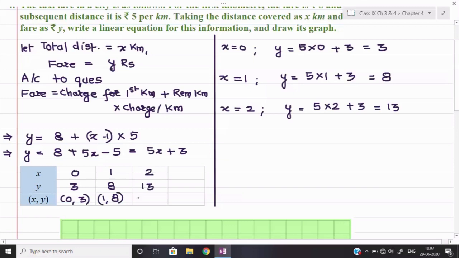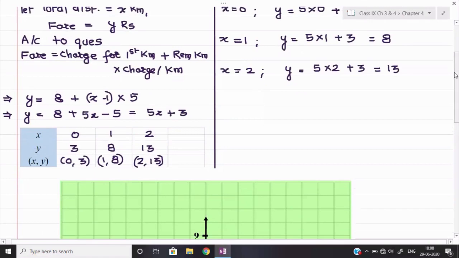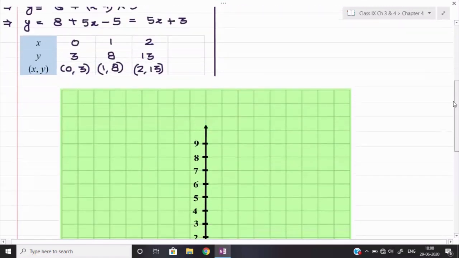So it will be (2, 13). Okay, so three values will be enough in the case of questions of application. Since it was a beginning part, that's why I have taken four values at that time. Now this is our graph paper.